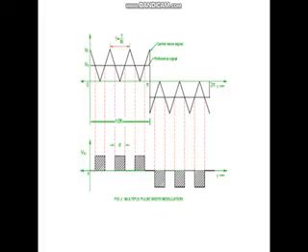One of the pulse width modulation techniques is multiple pulse width modulation. Multiple pulse width modulation means that for each and every cycle, multiple pulses are generated. In single pulse width modulation, only a single gate pulse is generated. Here, in multiple pulse width modulation, n number of pulses can be generated.